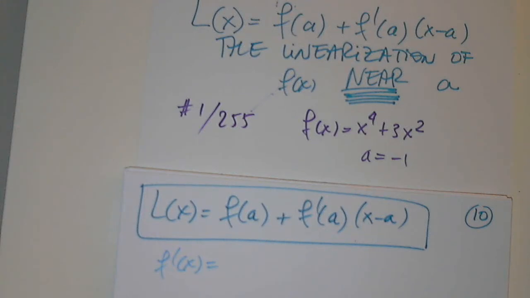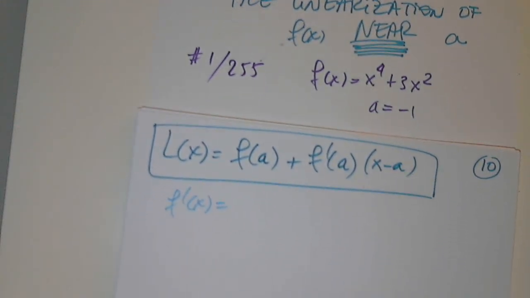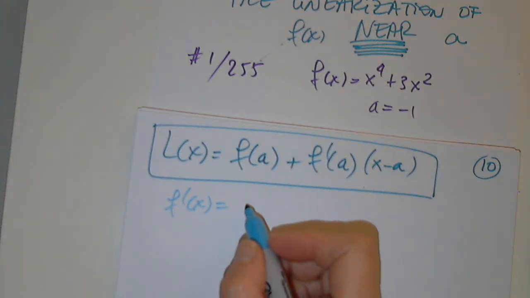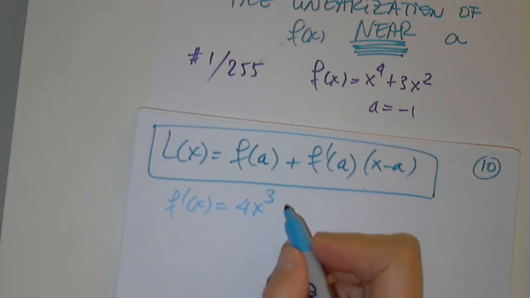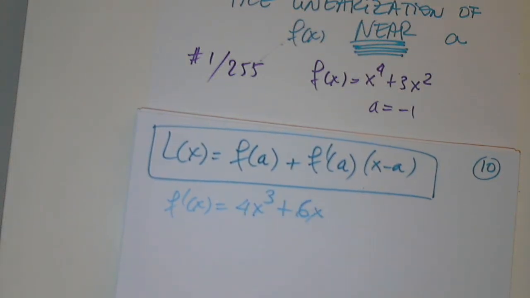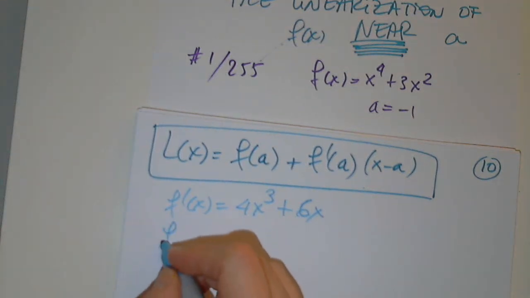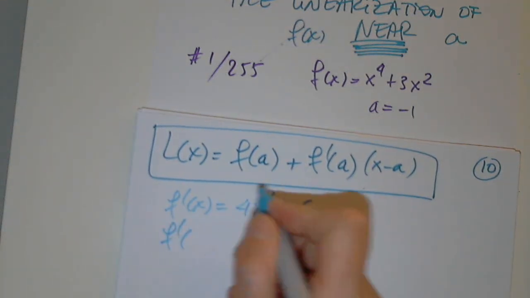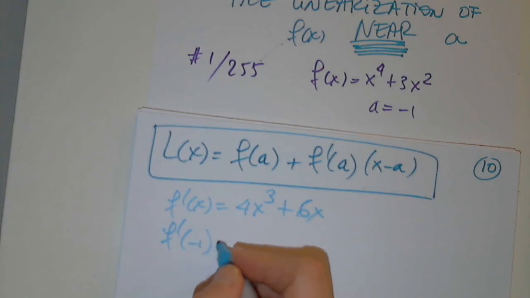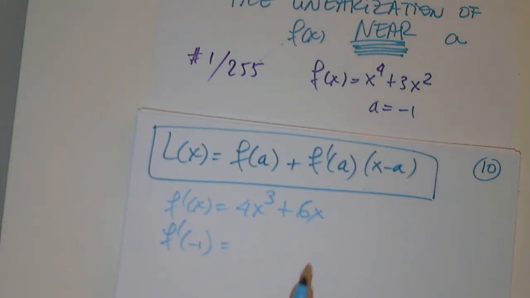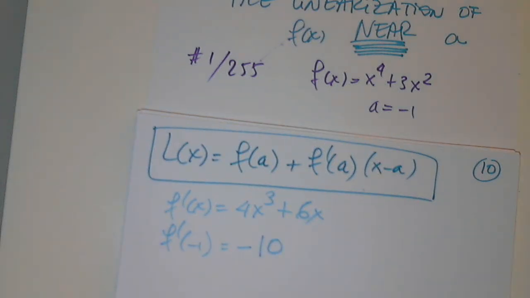What does f prime of x equal to? 4x to the third, very good, plus 6x. That's it. Awesome. So now we are just doing the prep right now. We plug in -1, so this is -6 and this is -4. When we plug in -1, we get -10. Agreed?